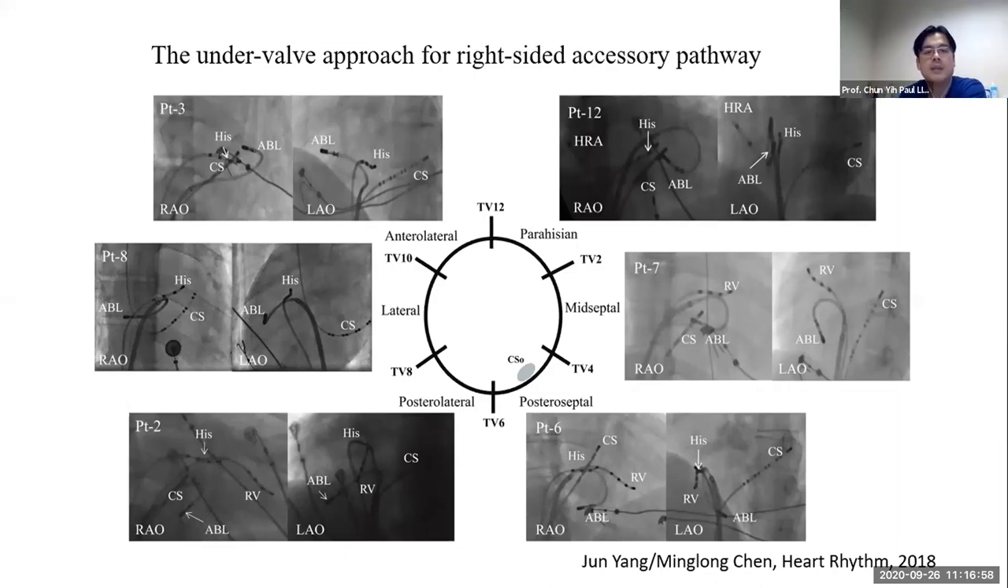I personally use the transeptal approach, although there are definitely pitfalls to that. I think last time, remember our center, we used to predominantly do retrograde aortic approach to avoid the transeptal. But as that's getting more and more common, we're getting more used to this procedure and we are less worried about the complications of it. Of course, mapping is easier with the transeptal approach.